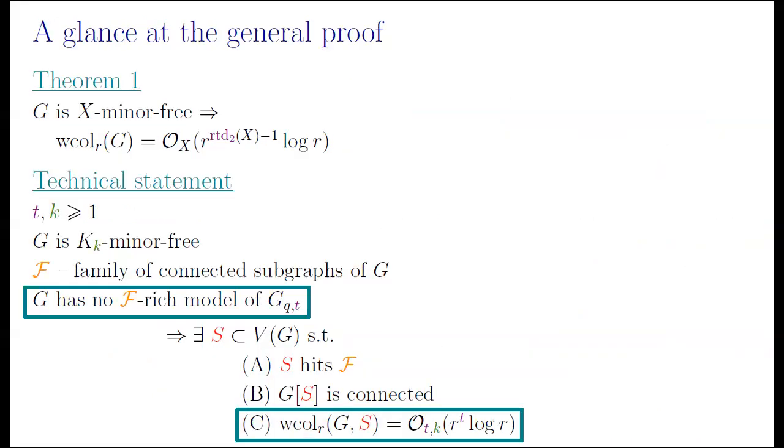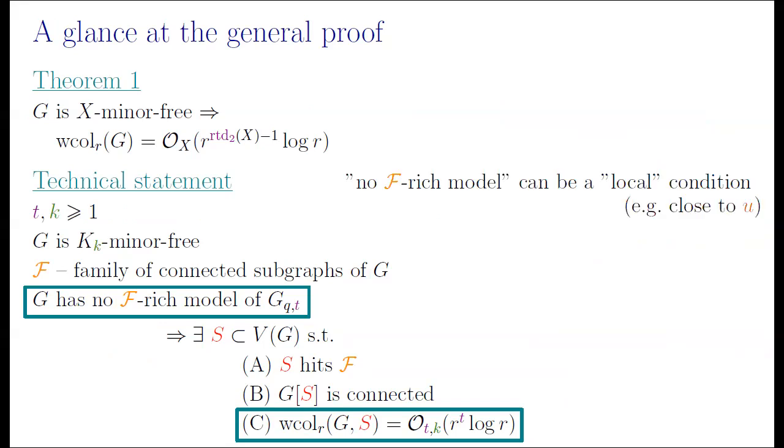So let's go back to this thing. The thing is that no F-rich model can be a very local condition. For example, in the example that we considered, the stuff that we are interested in is close to U. So the graph can be very large, but the condition is only local. This is why we need this additional assumption that may look stupid, that G is K_k-minor-free, because this is a global assumption on the whole graph. Yes, and this no F-rich model can be a very local assumption.